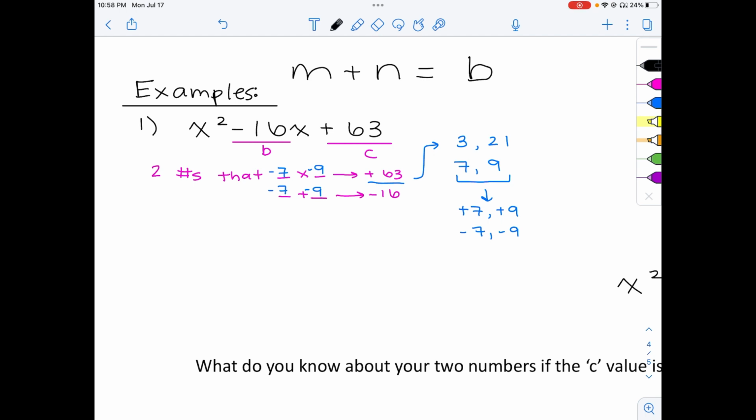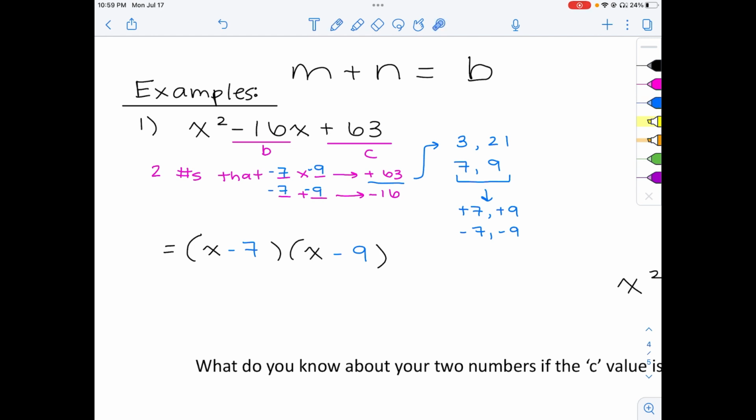So what this looks like then to go to factored form is we just write equals. We're going to have two brackets. Each will have an x in front. And then we just fill in the rest of the bracket with the numbers that we chose. Okay, so we chose negative 7, negative 9. So I write x minus 7, x minus 9, and that is my fully factored form.